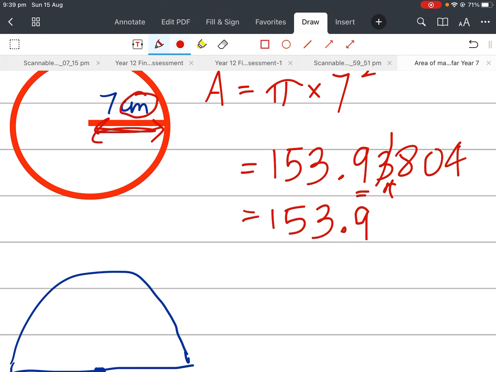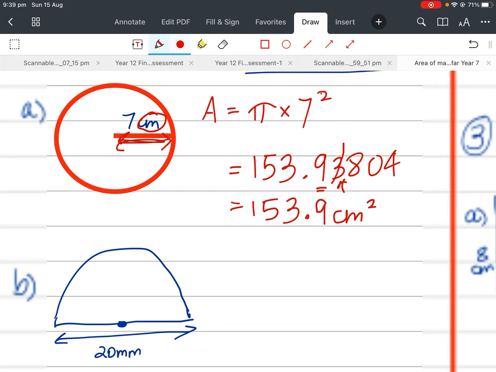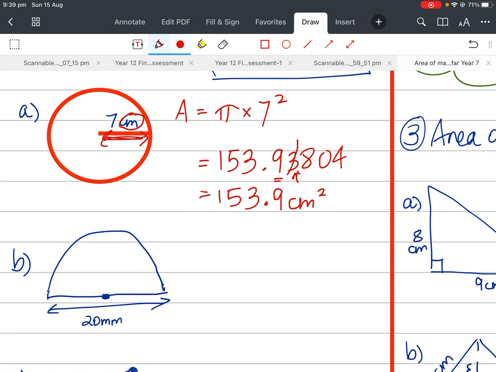Now go back to your units, you'll notice there's centimetres, and since we're doing area, we put a squared on our units. That tells us straight away that our answer is an area answer. Okay, so if you were a bit confused about that.